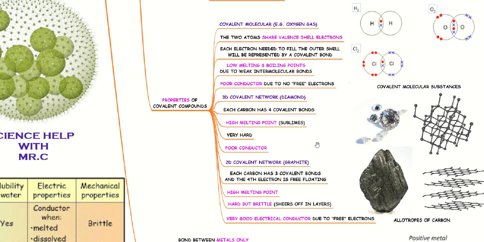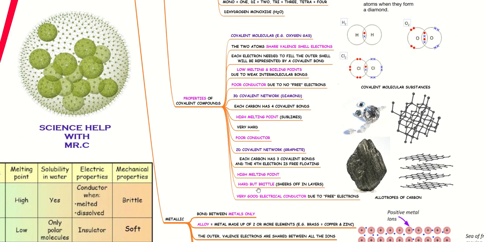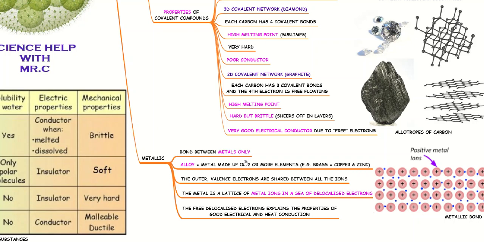On the other hand, we've got 2D covalent networks like graphite. Each carbon atom in graphite is only bonded to 3 others, which means the 4th electron is floating around either on the layer or between the layers. So it has a high melting point, but is brittle because it shears off in those layers. Here we can see the layers. It is also a very good conductor of electricity due to those free electrons, whereas a diamond is an insulator. It cannot conduct electricity.